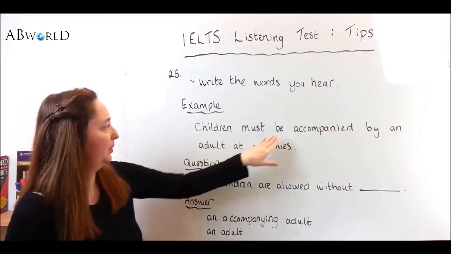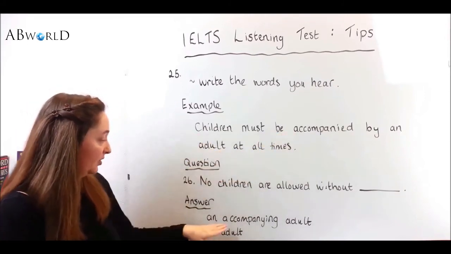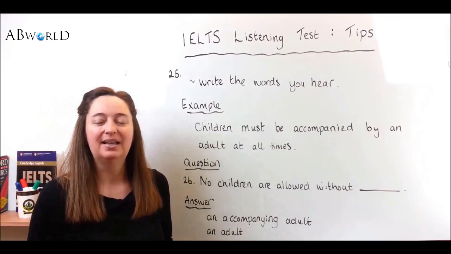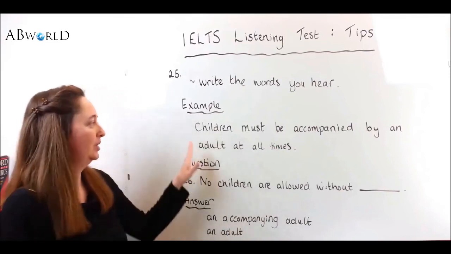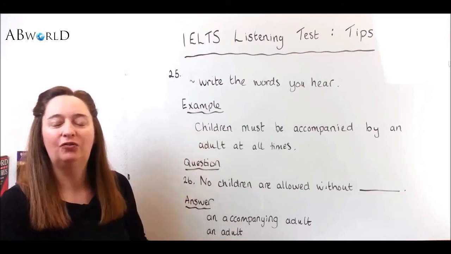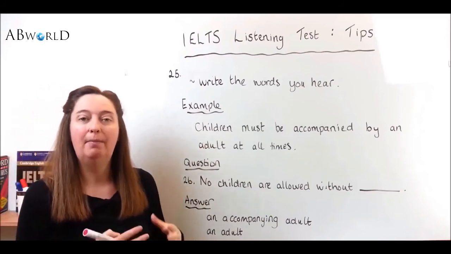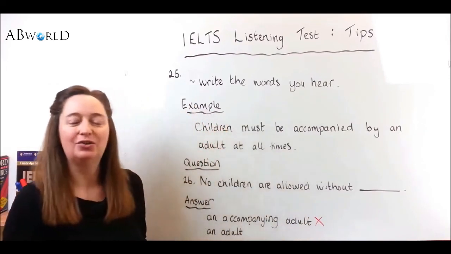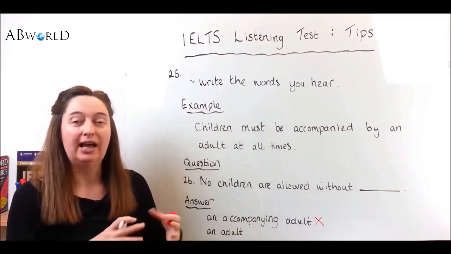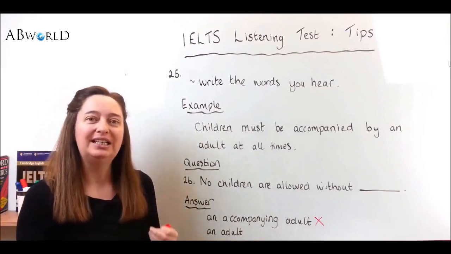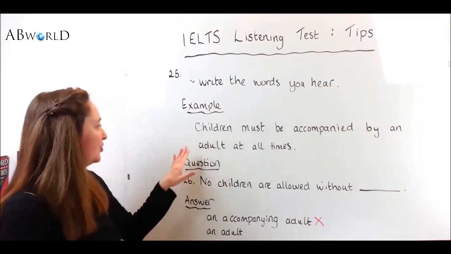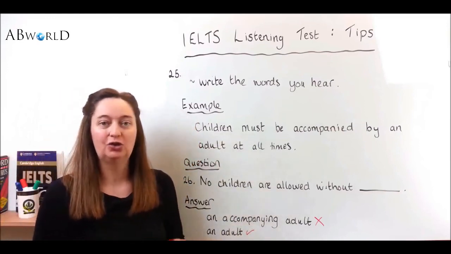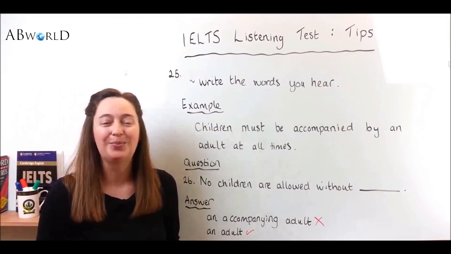Now, if we look here, we have to be accompanied by an adult. So it is true that children must have an accompanying adult. But that is not what the recording actually says word for word. The meaning is correct, but the wording is not. So this answer would be considered wrong. You can't change and reformulate the words. You need to listen and write down the words you hear. So the answer would have to be an adult. So be very careful not to reformulate the words, but to write what you hear.